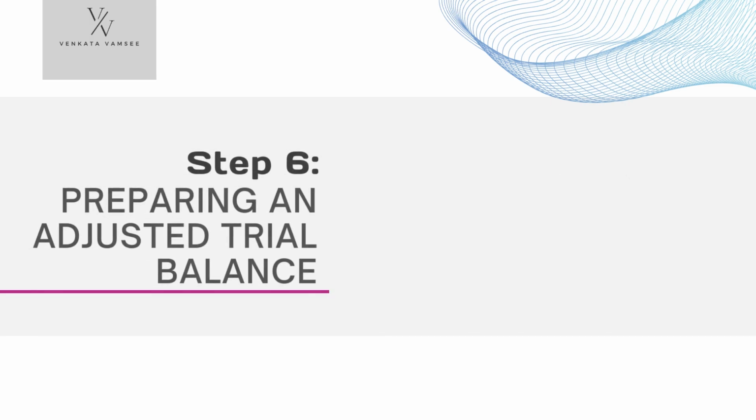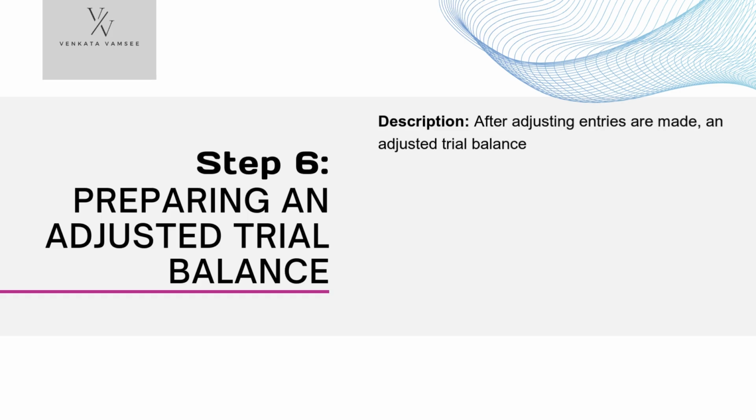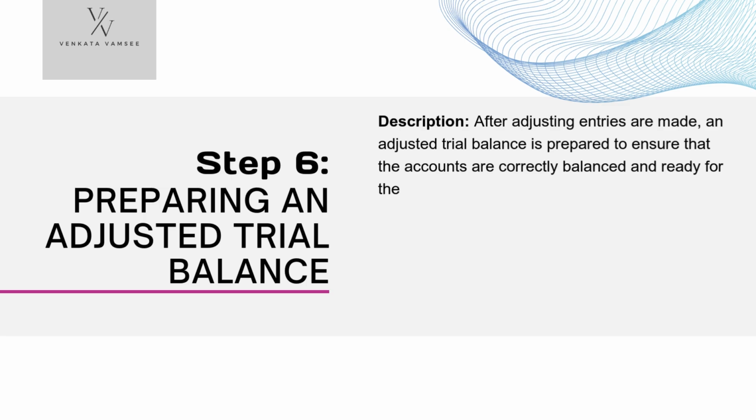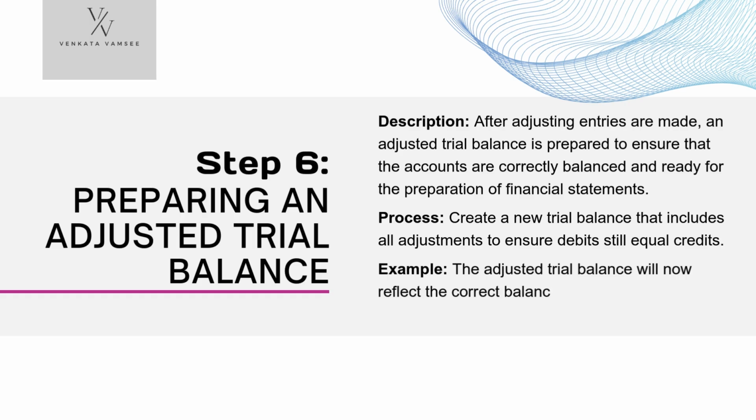Step 6. Preparing an adjusted trial balance. Description. After adjusting entries are made, an adjusted trial balance is prepared to ensure that the accounts are correctly balanced and ready for the preparation of financial statements. Process: create a new trial balance that includes all adjustments to ensure debits still equal credits. Example: the adjusted trial balance will now reflect the correct balances of all accounts after adjustment.